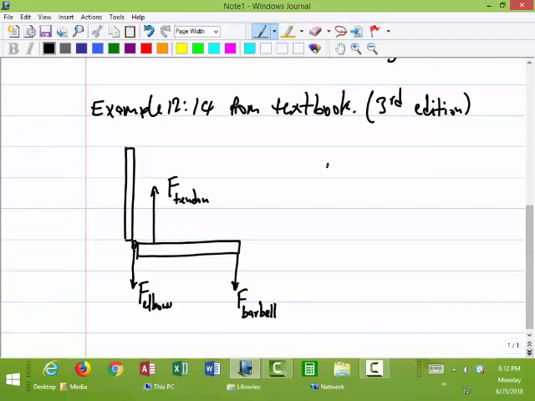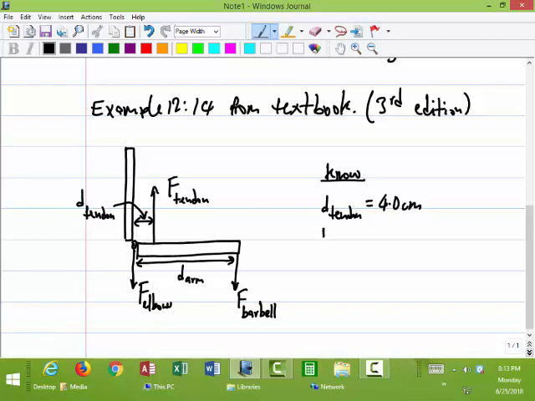In this exercise, the known quantities are given to us. The distance of the tendon is given as 4 centimeters. This is the distance here between the tendon and the elbow, D tendon. And then the length of the arm is this distance here, so D arm is equal to 35 centimeters. And the force from the barbell is 450 newtons. So we want to find F tendon.